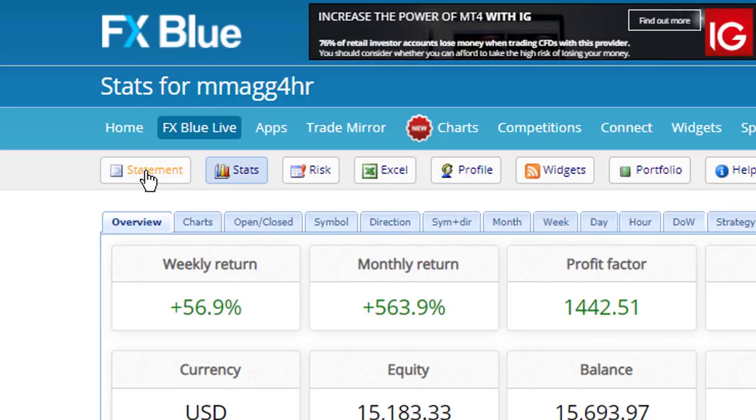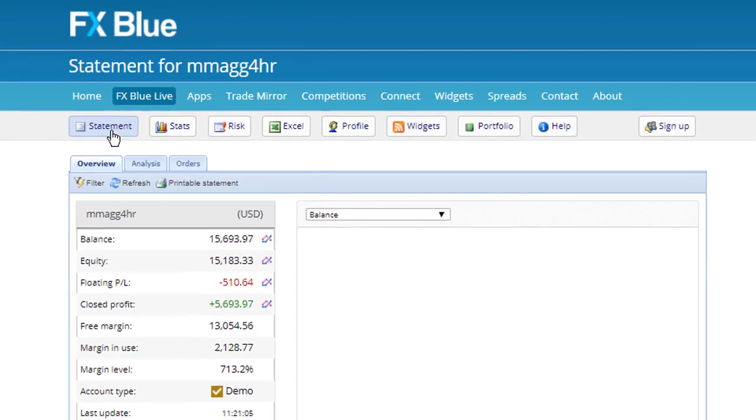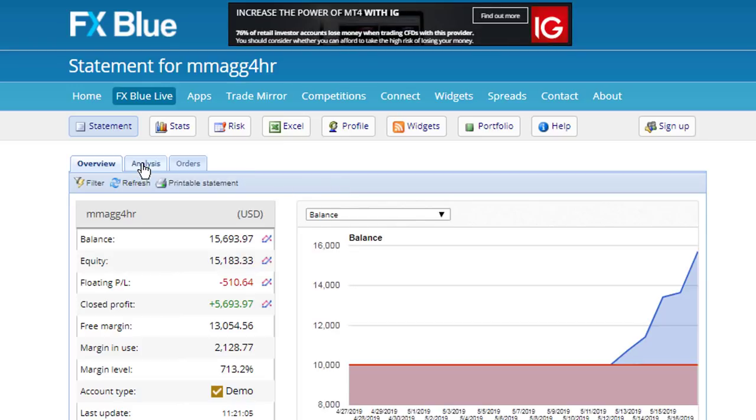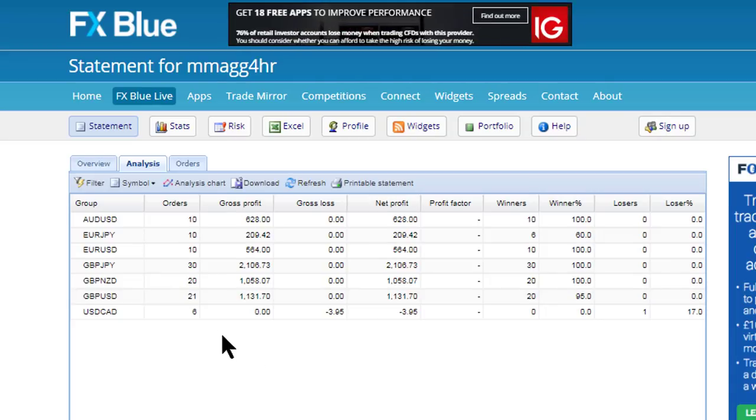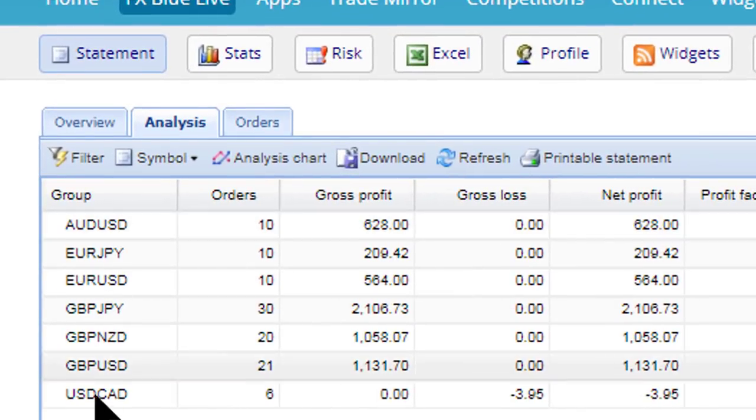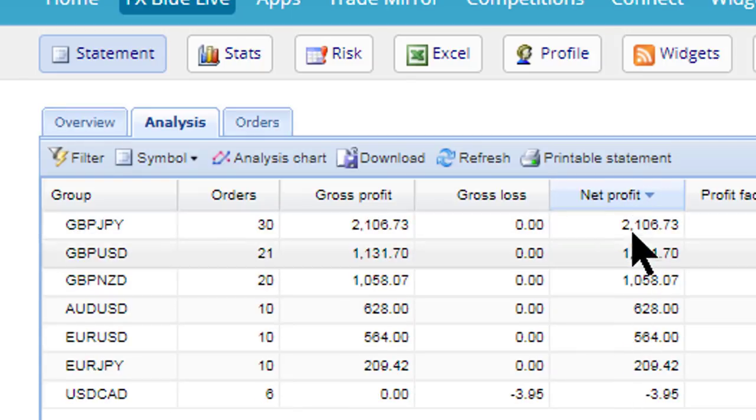So I go to the statement, and under the analysis phase, I click on that and that will show me which currency is the most profitable currency. Then all I do is I sort it on net profits, and it tells me that the pound yen has done 30 trades. All of them have been successful, and it has generated over 2,000 pips.